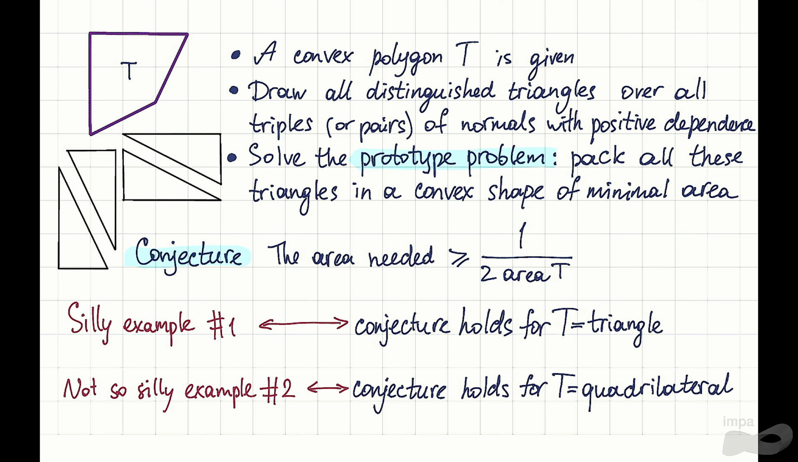Where does it come from? Well, in the 2 examples before, this conjecture was true. So it's true for T equal triangle, which we'll get back to, but it's exactly the statement of the first example.